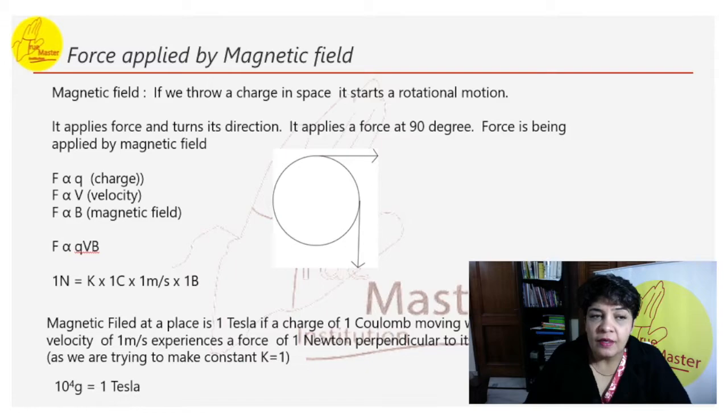Here we get that force is directly proportional to charge, and also directly proportional to velocity and magnetic field. So how much force will be applied? Force will be directly proportional to QVB. So we can say if charge is 1 coulomb, velocity is 1 meter per second and the magnetic field is 1 B, then the force applied is 1 Tesla. So the unit for magnetic field is 1 B, and the force will become 1 Tesla at that time.